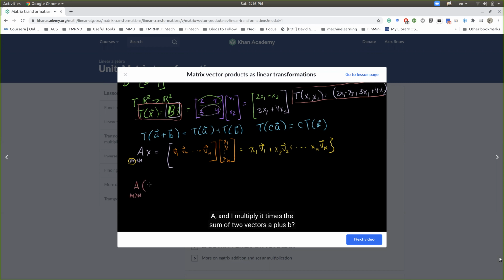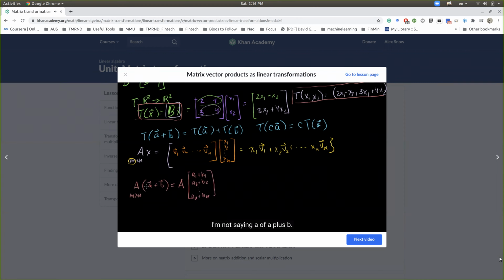So what happens if I take some m by n matrix A, and I multiply it times the sum of two vectors, a plus b? So I could rewrite this as my matrix A times the sum a plus b. The first term will just be a1 plus b1. The second term is a2 plus b2, all the way down to an plus bn.